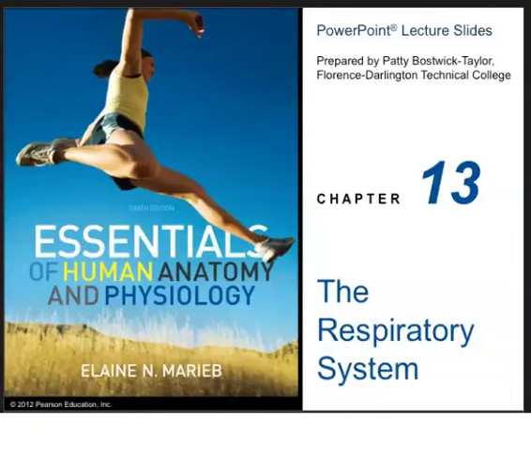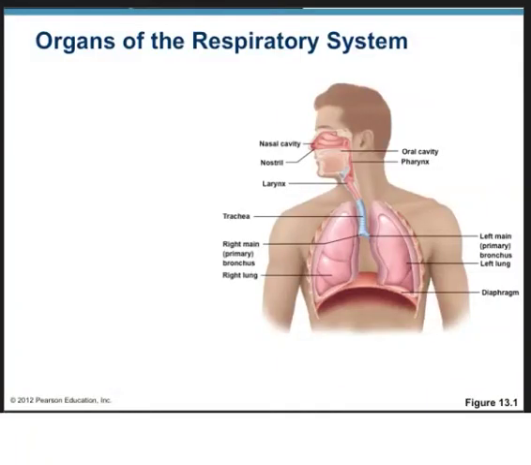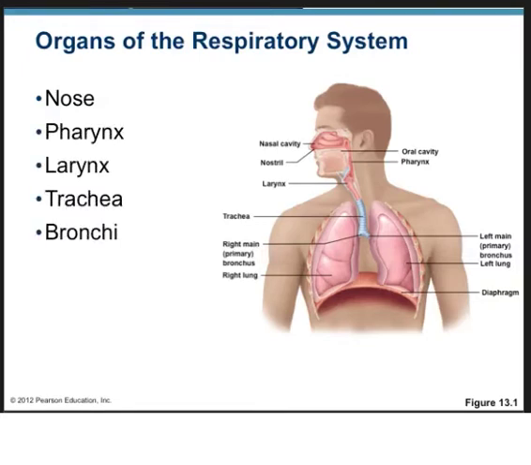Okay, welcome everybody to our discussion on the respiratory system. This is chapter 13 out of your textbook, and what we're going to talk about are the organs of the respiratory system, the purpose of the respiratory system, conditions that affect the respiratory system, and we'll talk about how the respiratory system works. So, what you're looking at in this figure is just a diagram of the respiratory system, and it consists of the nose, the pharynx, the larynx, the trachea, the bronchi, and the lungs.